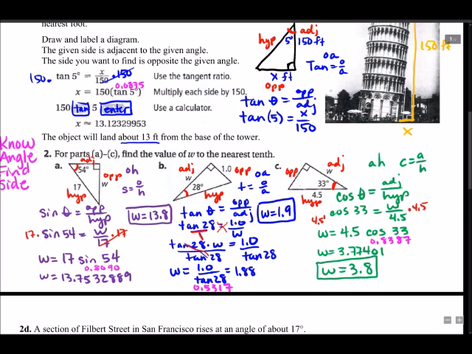Let's check that. Does that seem reasonable? Yes. Our other side is 1.0, so 1.9 is not an outrageous number.